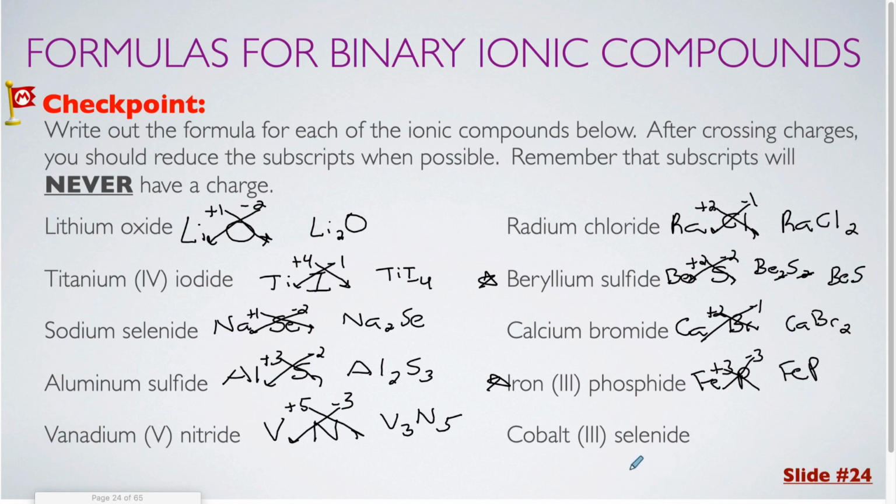For our next example, we have cobalt. This is going to have a positive 3 charge, and selenium with a -2 charge. After the crisscrossing, we are going to have 2 cobalt and 3 selenium.